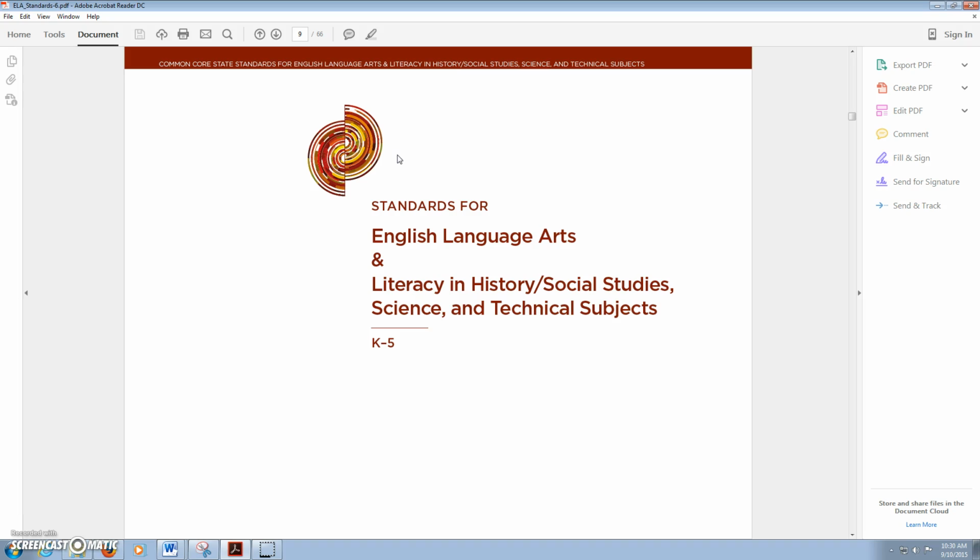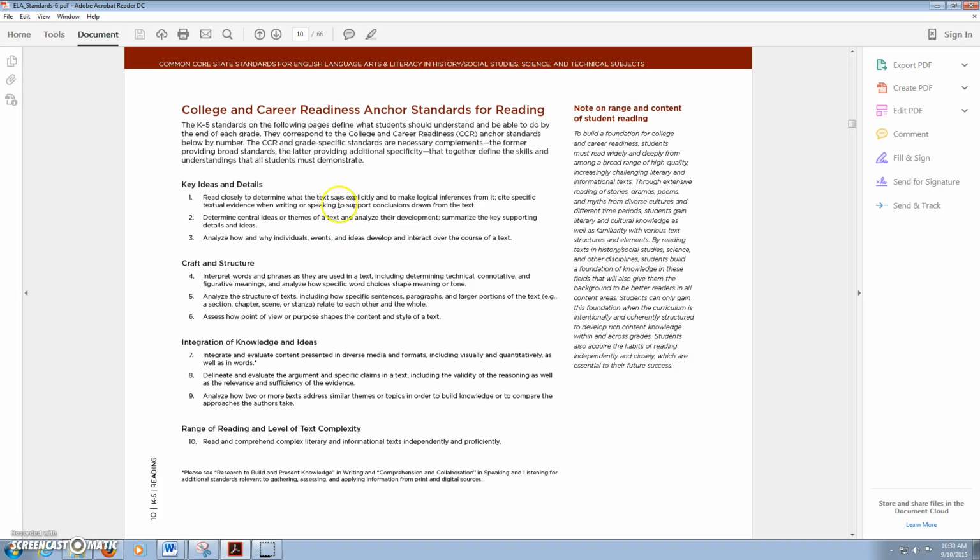So here I am on page 9. This is really where the meat of the standards begin, and this is what you need to know for writing lesson plans in CIR 306. So, one thing you should be aware of is that there are 4 strands to the Common Core State Standards for English Language Arts. Those 4 strands are reading, writing, speaking and listening, and language.